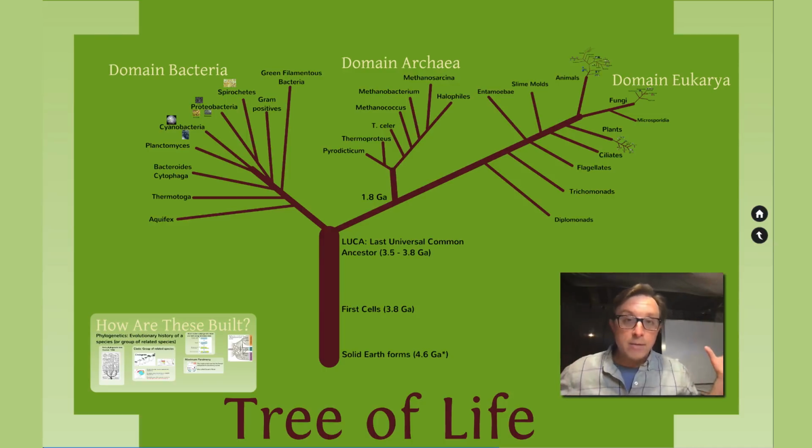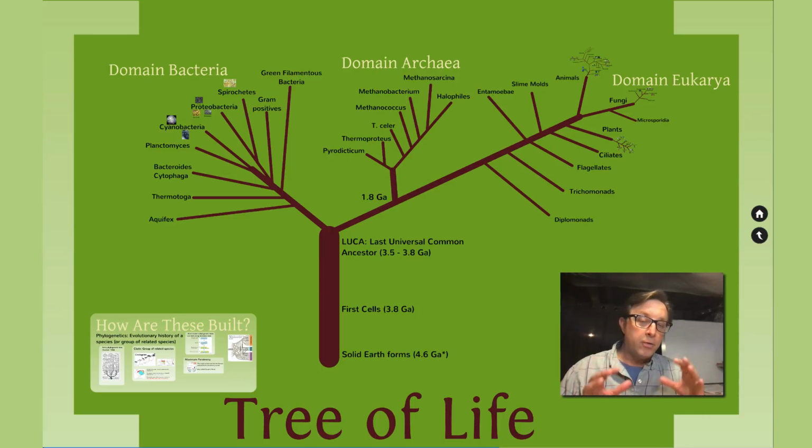We have the three major domains: domain Bacteria, domain Archaea, and domain Eukarya, or the eukaryotes. About 3.8 billion years ago, there is that last universal common ancestor. I'm not going to get into all of these pathways here. We could explore this tree forever and find all kinds of interesting things to investigate.